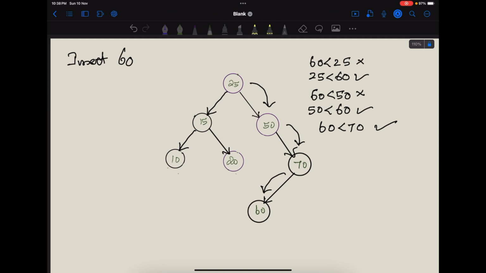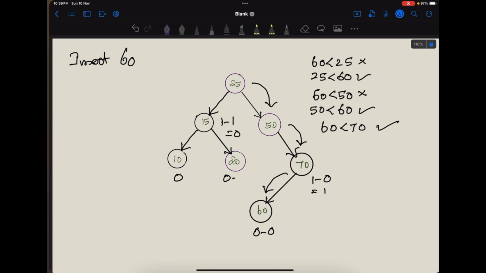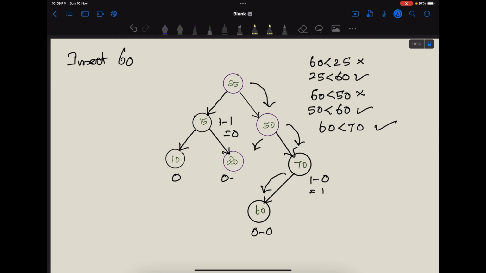In 60, 0 minus 0 equals 0, and in 70, 1 minus 0 equals 1, and 0, and 1 minus 1 equals 0. And in 50, there is no left hand side. So 0 minus the right hand side, two levels are there, one level and the second level. So 0 minus 2 equals -2. So now the imbalance factor is raised.